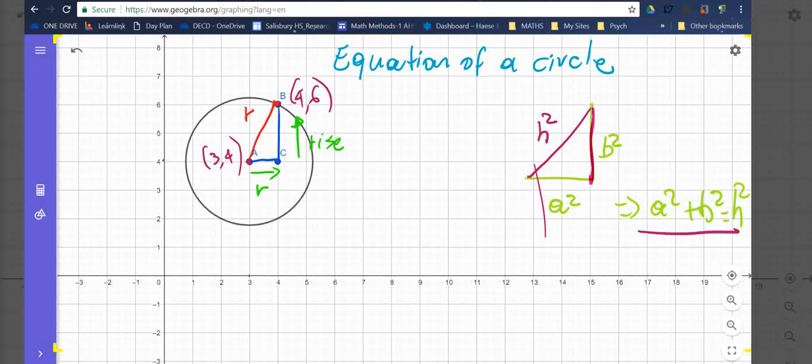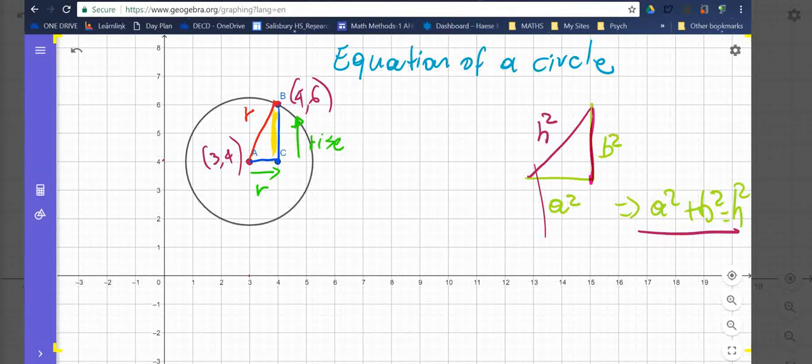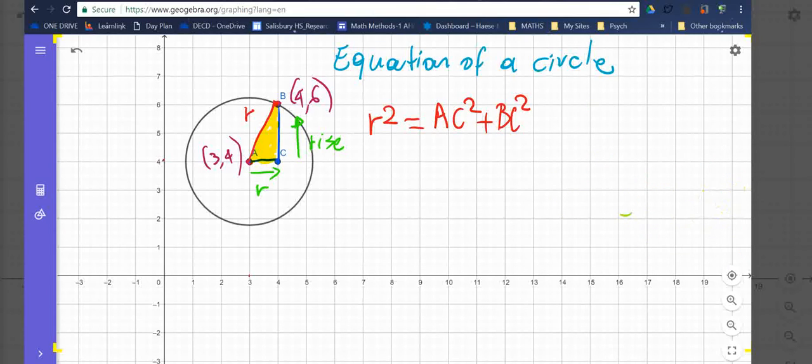So I'm sure you can identify here this very nice right angle triangle, which has R as hypotenuse. So R squared theoretically is AC squared plus BC squared. This is my Pythagoras. Okay. Don't need that Pythagoras anymore.